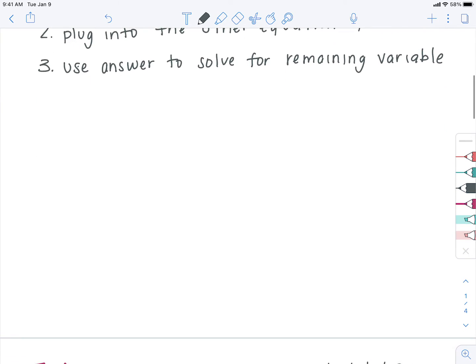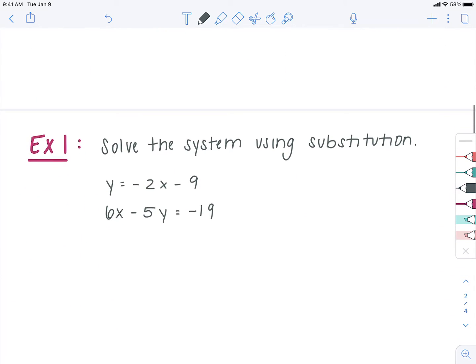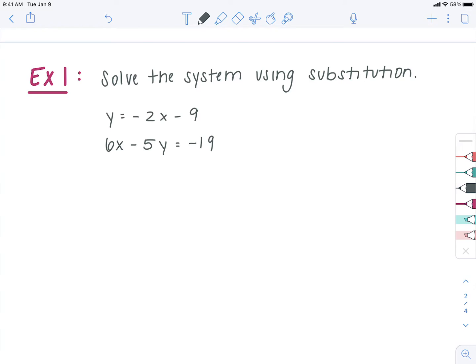If we're looking at an equation that we're going to solve by substitution, it's going to look something like this. They're going to say solve the system using substitution, and they're going to give us two equations, just like they did last time. But you'll notice this time I have y equals negative 2x minus 9, and then in my second equation, my x and my y are on the same side. So that's not so great for graphing because it's not easy for us to pick out our slope and our y-intercept. Because these aren't set up and ready for us to graph, it's easier for us to use a different method to solve these.